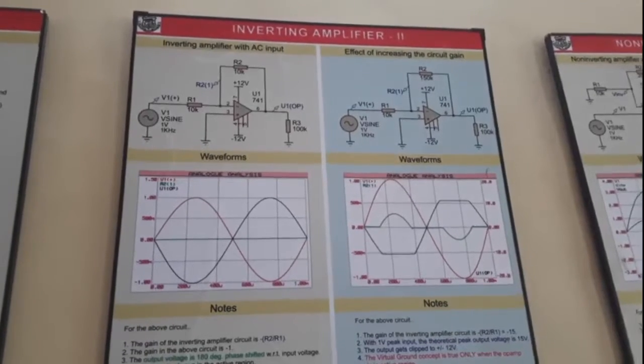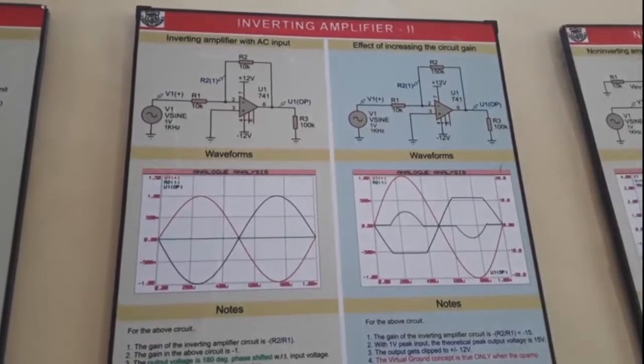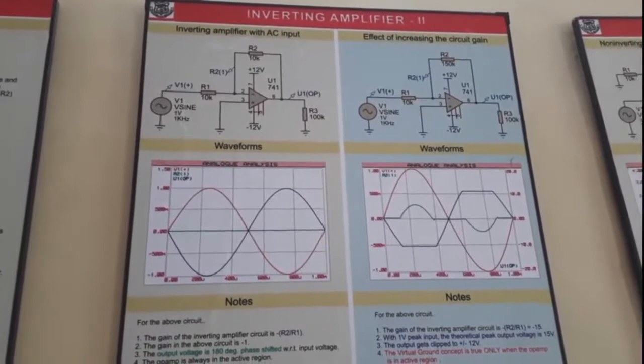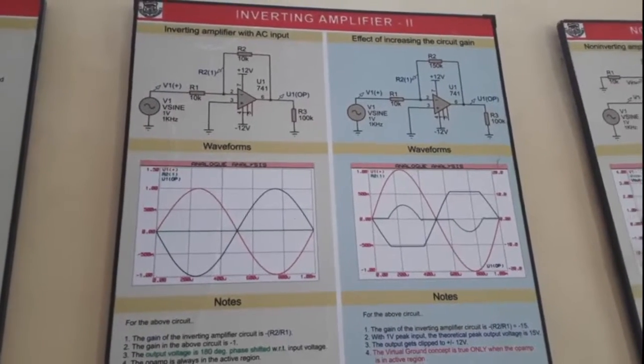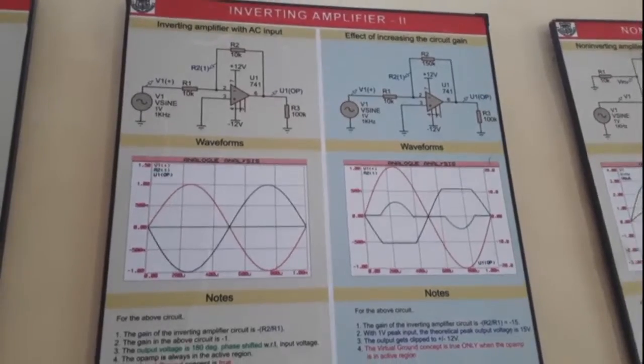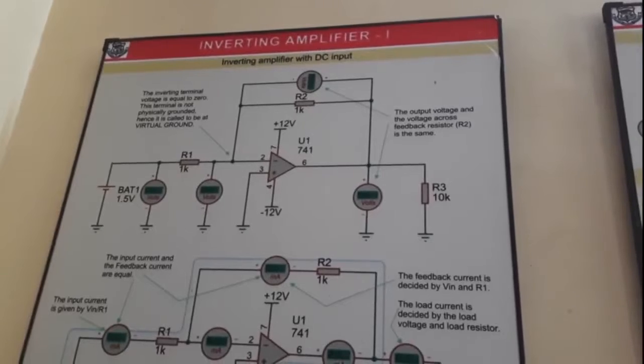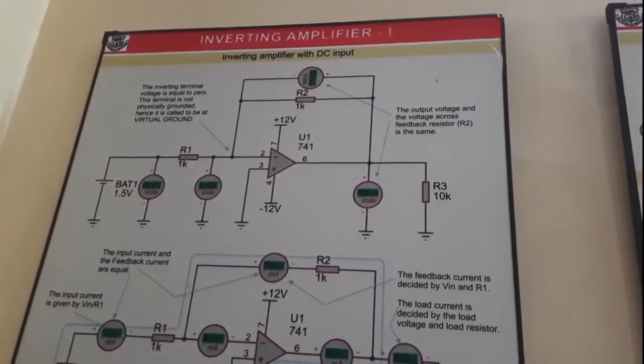Good morning, students. Today we are going to learn the inverting amplifier, with a DC signal and with an AC signal as input. This is the circuit diagram of the inverting amplifier with DC input.